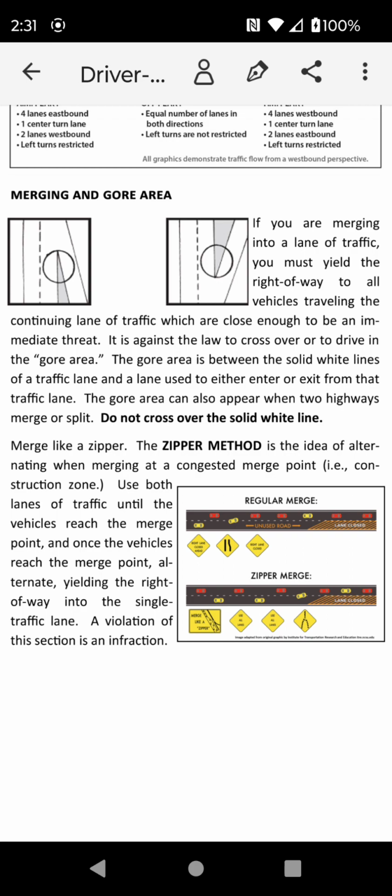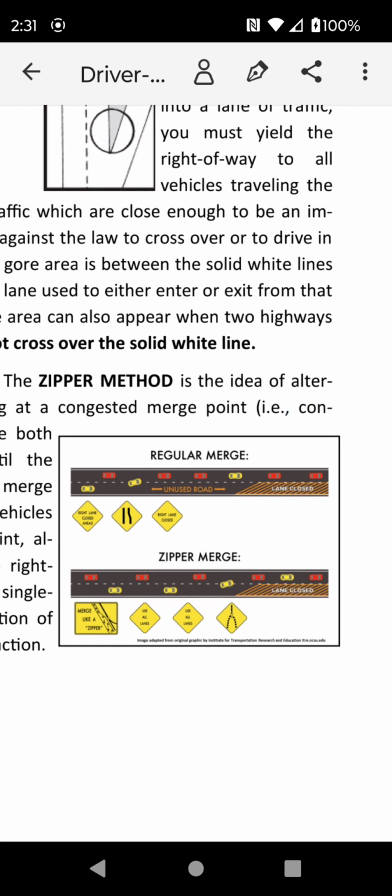Use both lanes of traffic until the vehicles reach the merge point, and once the vehicles reach the merge point, alternate yielding the right of way into the single traffic lane. A violation of this section is an infraction, which is pretty bad, right? So these are some of the examples here.